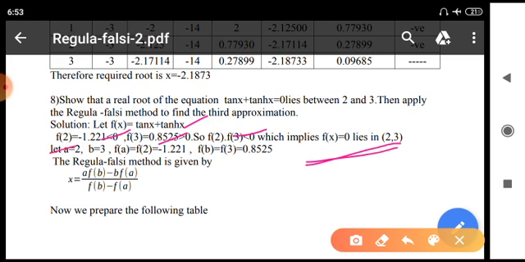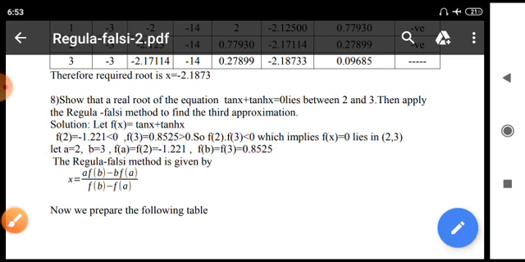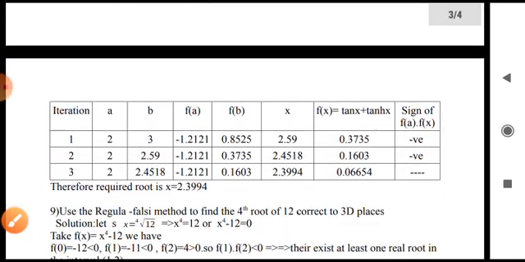Now we will choose a as 2, b as 3, f of a we know is minus 1.221, f of b is 0.8525, and the formula of the regula falsi method is given by x equal to a into f of b minus b into f of a, whole divided by f of b minus f of a. Now we prepare the following table.